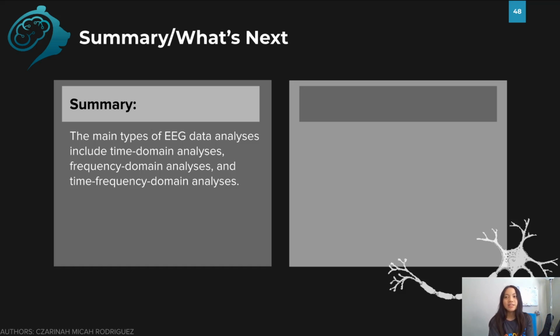All right, so we just covered the main types of EEG data analysis, including time domain analysis, frequency domain analysis, and time frequency domain analysis. And that's all of section 1.